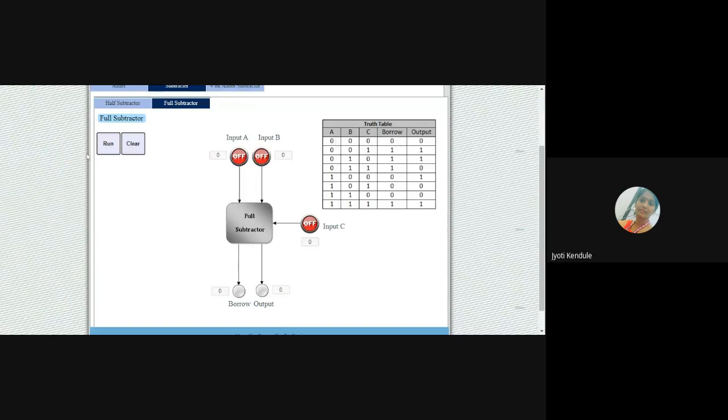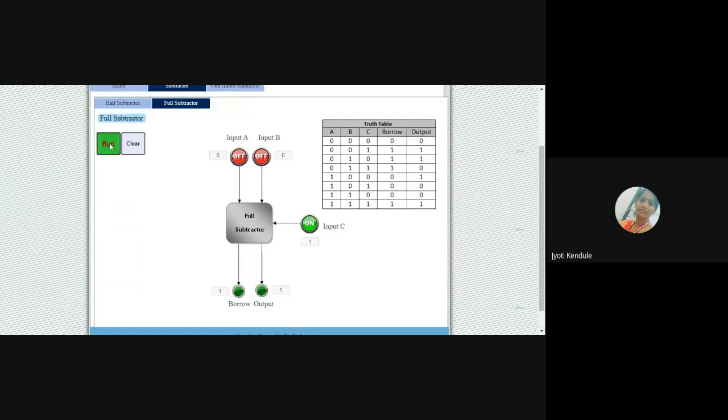All will be 0. Run, output will be 0, 0. Then 0, 0, 1. Okay, A 0, B 0, and C only 1. And C. Okay, A minus B. Okay, 0 minus 0 is what? It is 0. Again 0 minus 1, what does it give? 0 minus 1, 1 with output 1 comes. So here it is both LEDs will glow for this combination.